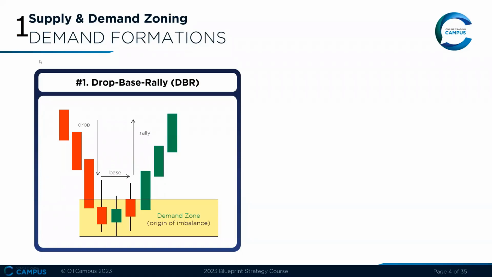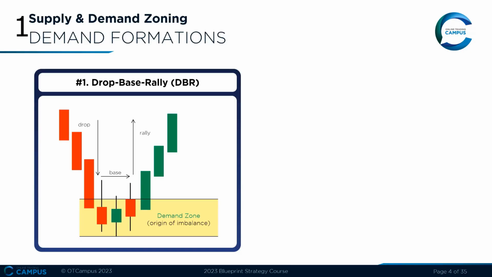All right, so let's jump straight into the demand formations. As I said, there'll be 4 formations in general. There'll be 2 demand formations and there'll be 2 supply formations. The first demand formation is a so-called drop base rally, or in short, DBR.